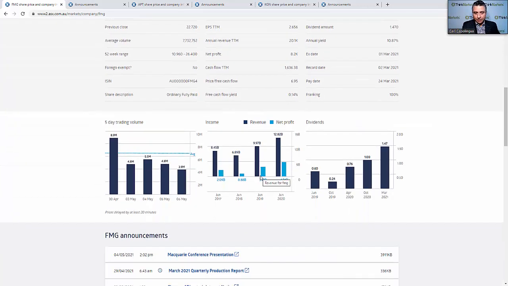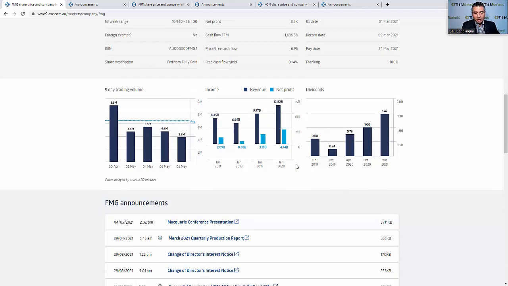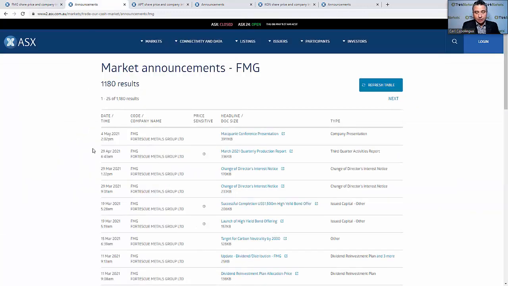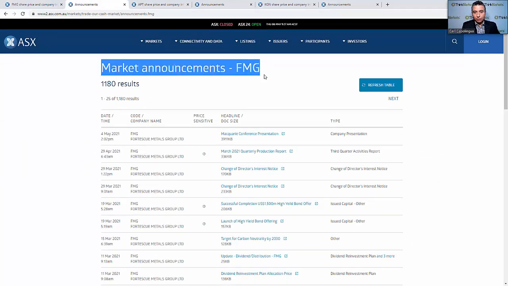Scrolling down further, we can see some interesting little charts here on how the company has performed with respect to its revenue and its net profit. The trend is your friend there. We'd like to see both of those lines improving, and also how it's performing with respect to its dividends. A little bit further down again, and we get the FMG announcements. You'll get the top 5, but we would like to see all announcements, so we'll click on that button there, and it takes us to this page here where we can see all of the ASX announcements for Fortescue.